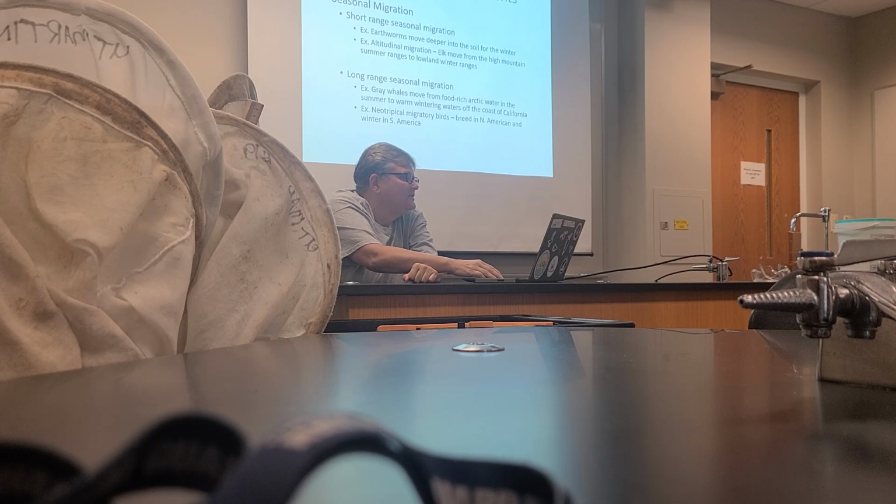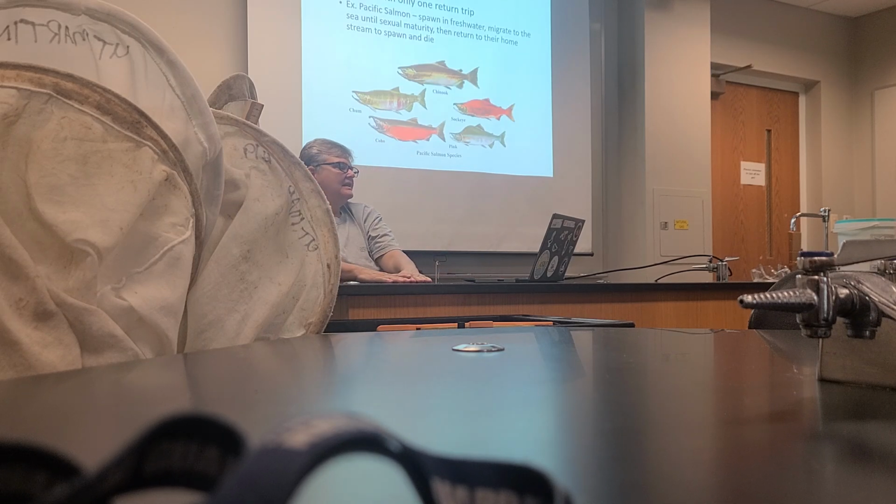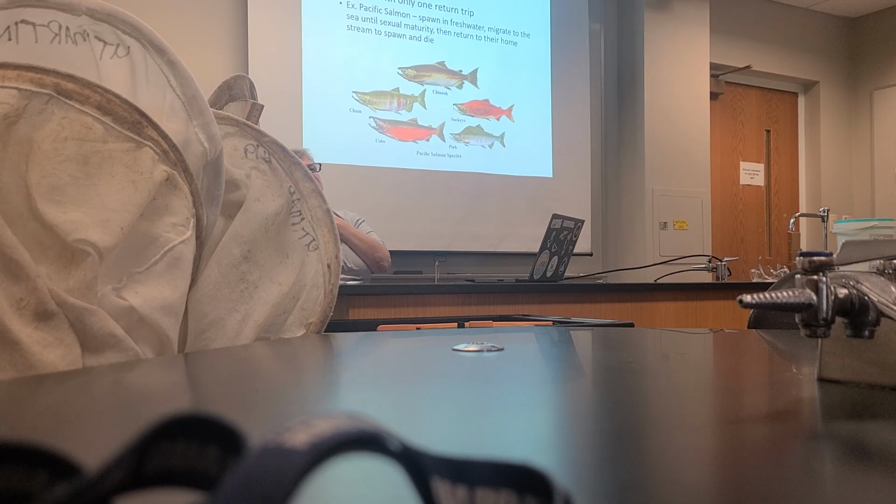All right. So that's your seasonal migration, short range and long range. Some other types of migratory movements. This one is the sad one, a migration with just one return trip. So they don't do it every year. They just do it once. And you got all the Pacific salmon species there, the pinks, sockeye, chinook, chum, and coho.